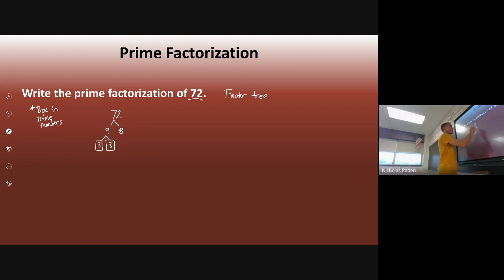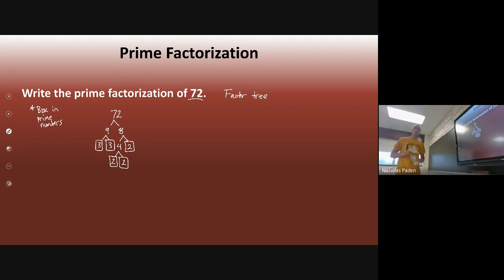So we're going to move over to 8. 8 is not a prime number. 8 can be 4 times 2. Now 4 is not a prime number. So let's come down here. 4 is 2 times 2. 2 is a prime number. So we box that in. Come back up to the top. And 2 is also a prime number there.